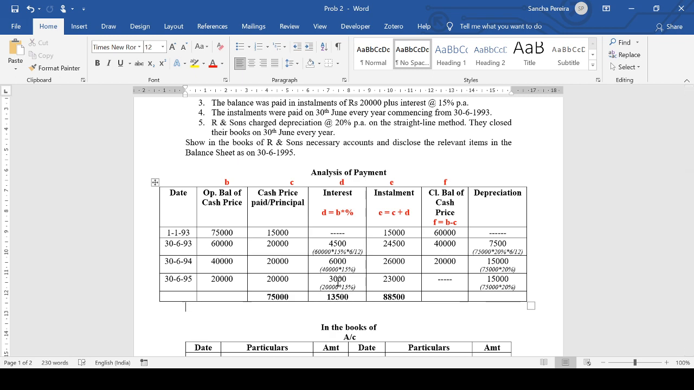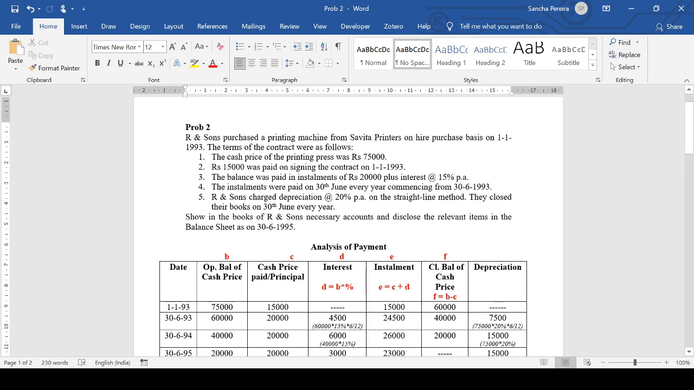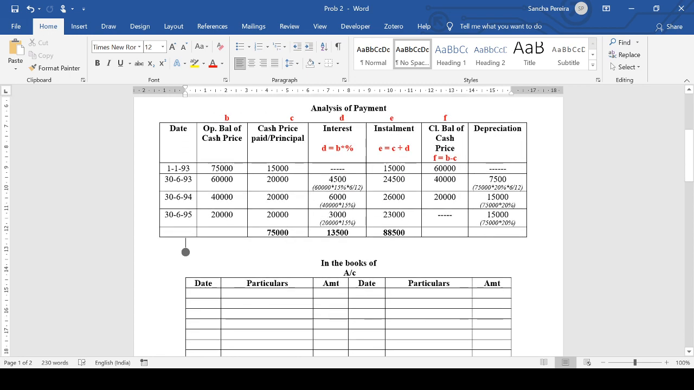Now we directly move to the entries. Like I said, we don't have to pass the journal entries. We just have to do the ledger accounts. That is what is asked of us. Now, in whose books? In the books of R and Sons, who is the hire purchaser.